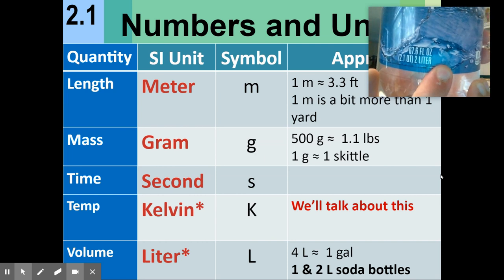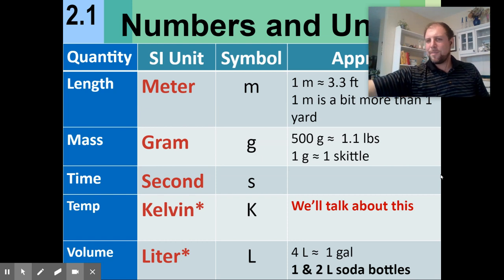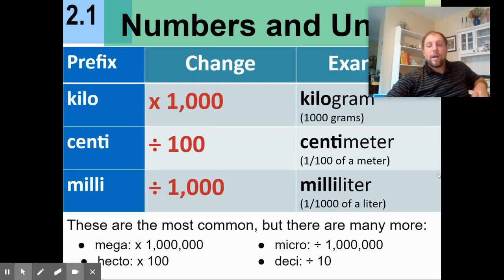AKA 67, 0.6 fluid ounces or 2.1 quarts. All right, those ounces and quarts are dumb American units. They're dumb. Okay. So, and these are the prefixes.